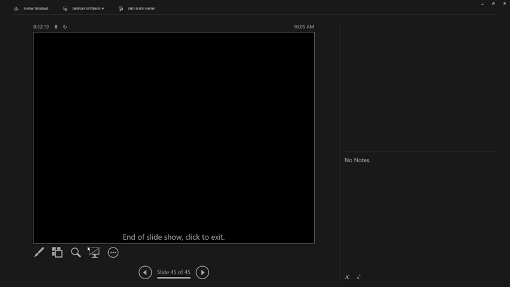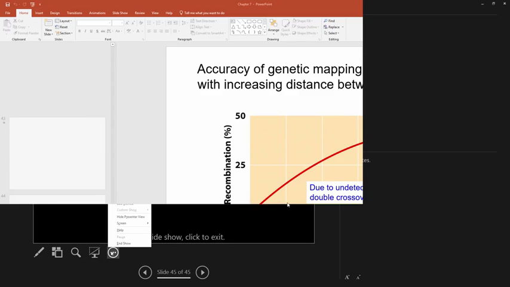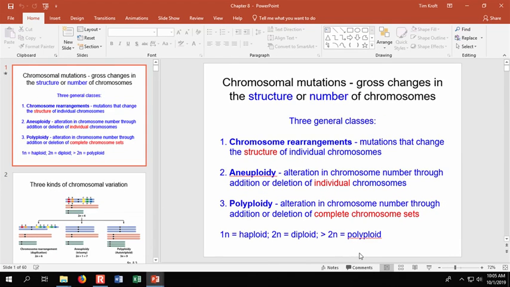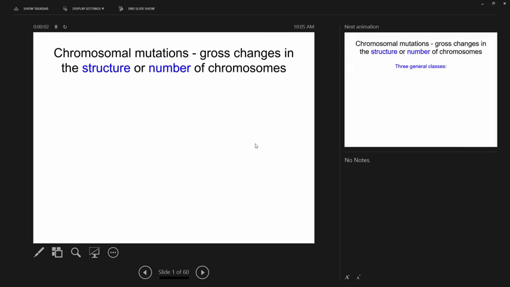So now we are going to be moving on to chapter 8 of abnormalities at the chromosomal level. And here's where, eventually, you will want to look back at your pictures.